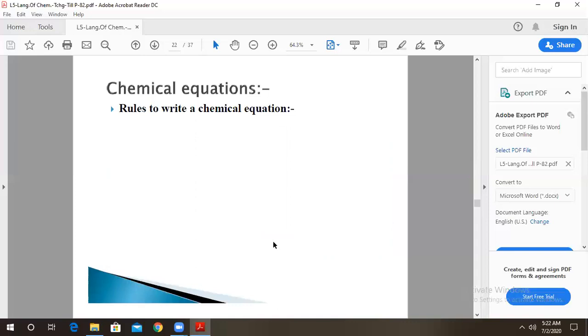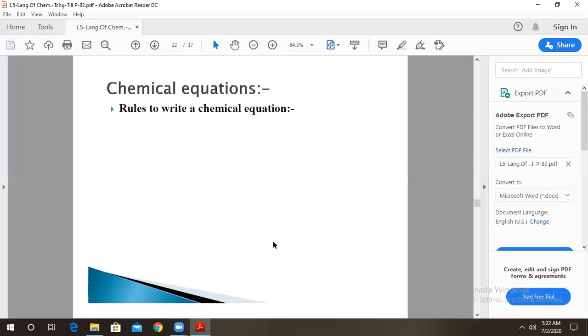So what are the rules? The reactants are written on the left hand side. The products are written on the right hand side of a chemical equation. What's a chemical equation? Whenever a chemical change takes place, it is written by using symbols and formulas. The representation of a chemical change by using symbols and formulas is known as a chemical equation.